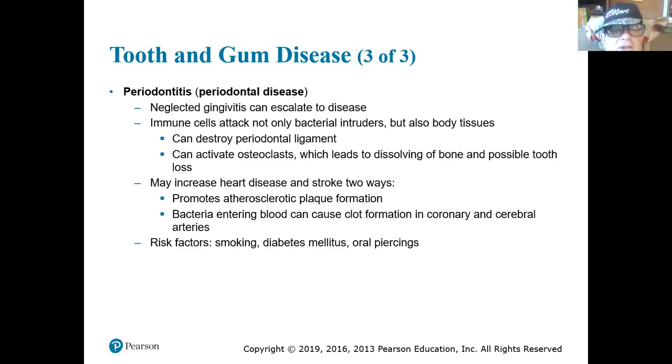You also could increase heart disease and stroke. This promotes plaque formation in your arteries, and bacteria that enter the blood could form clots, and then you have clots circulating in coronary and cerebral arteries. That's just asking to have a thrombus plug things up. What are risk factors that can make periodontal disease worse? Smoking, diabetes, oral piercings.